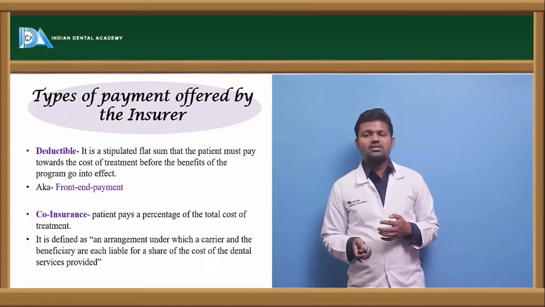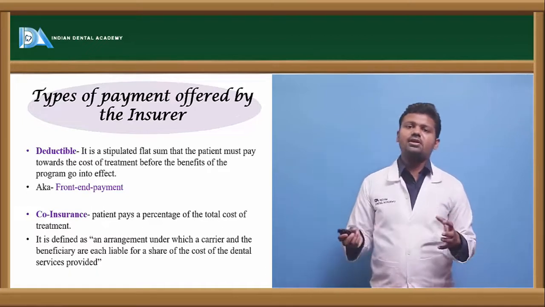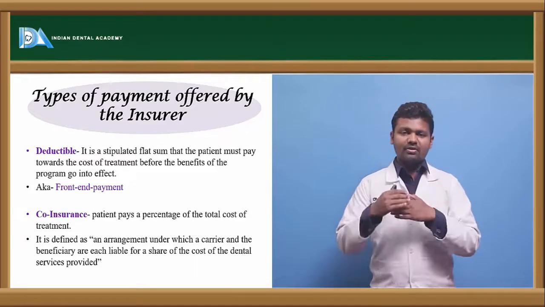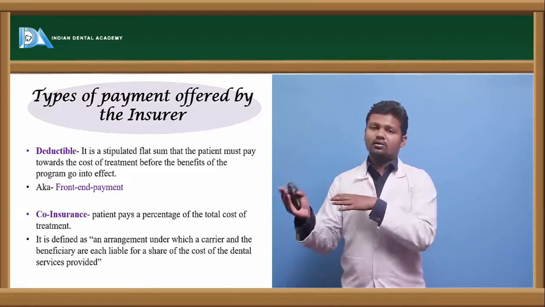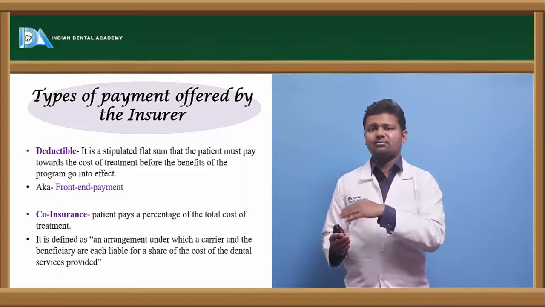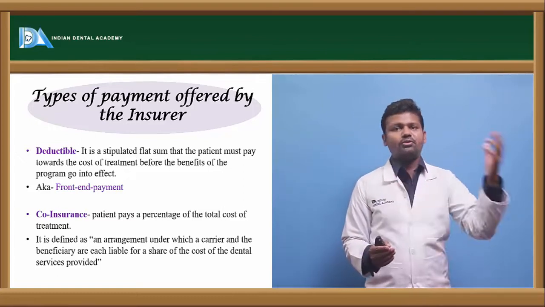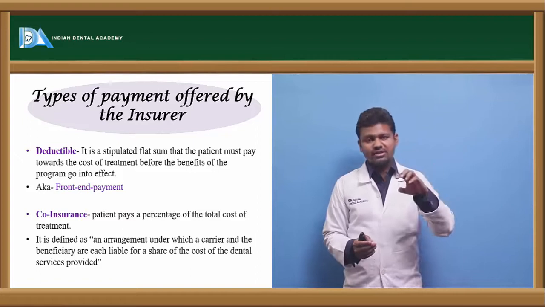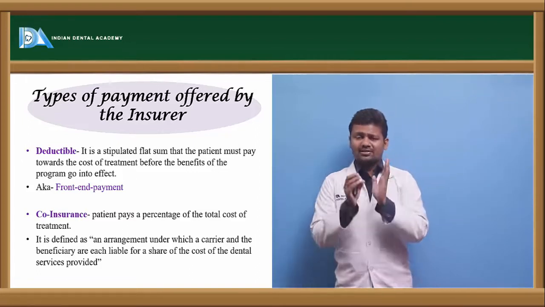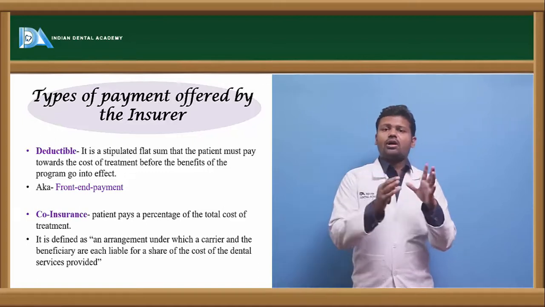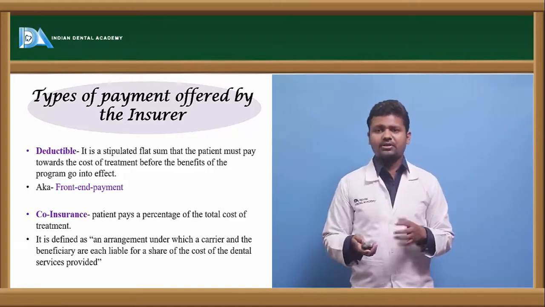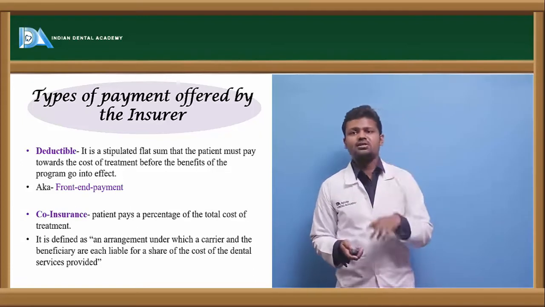Types of payment: first is deductible, second is co-insurance. Deductible is like this: suppose you are paying 1 lakh rupees to an insurance company and get your treatment done. You have to pay a flat sum, then the insurance company will pay the dentist whatever the dentist charges you. Next is co-insurance. In co-insurance, you pay some portion and the remaining amount is paid by the insurance company. Suppose you pay 20%, then 80% will be paid by your insurance company. This is co-insurance, and the first is deductible.